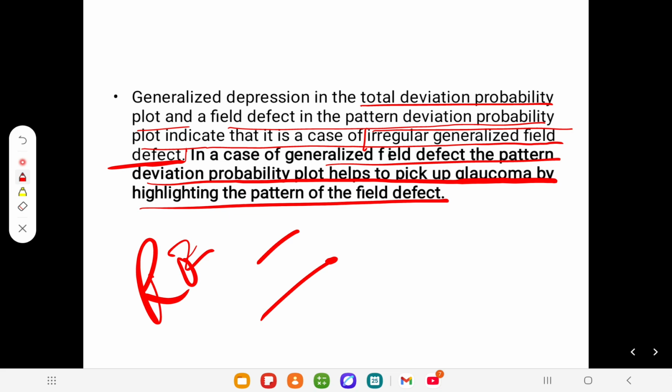That's why the pattern deviation numeric plot is less and less useful whenever we come for the follow-ups. We do want to see it, but that's not exactly very important in follow-up. Pattern deviation is very important whenever we want to detect glaucoma, at first diagnosis, very crucial at that point. Yes, it's definitely crucial for follow-ups, but first diagnosis is very important.